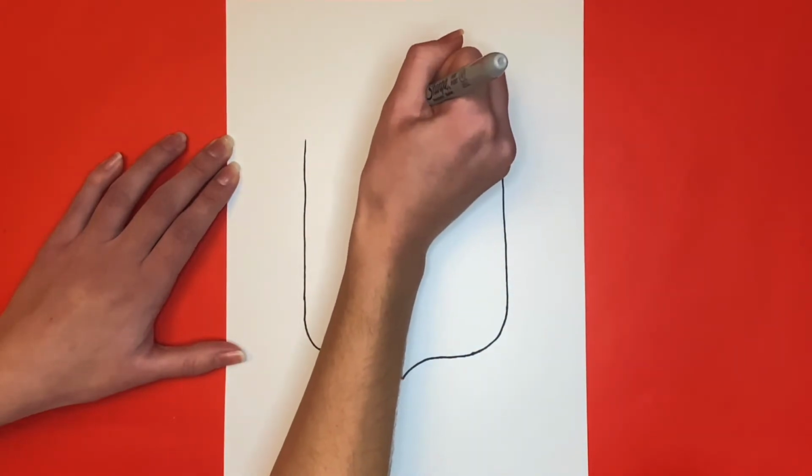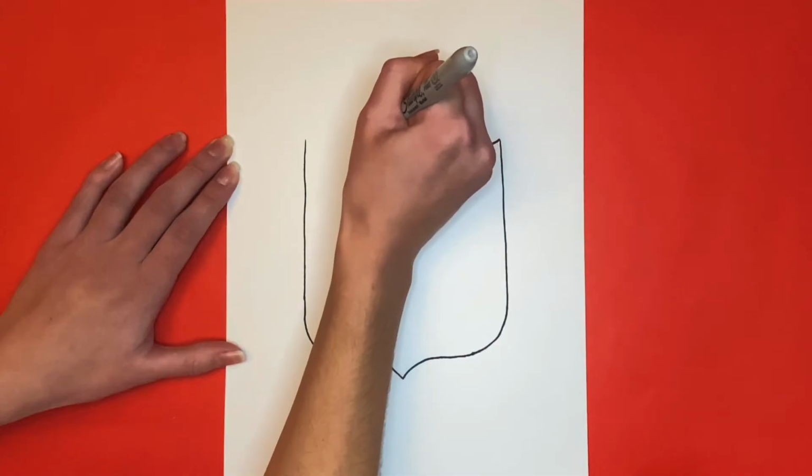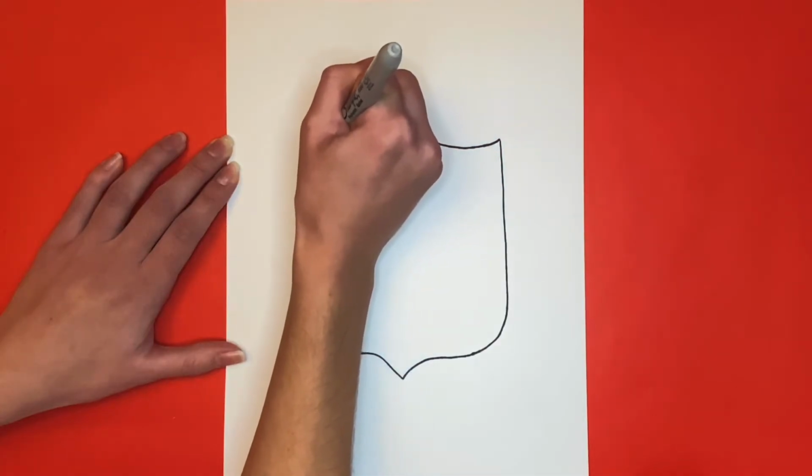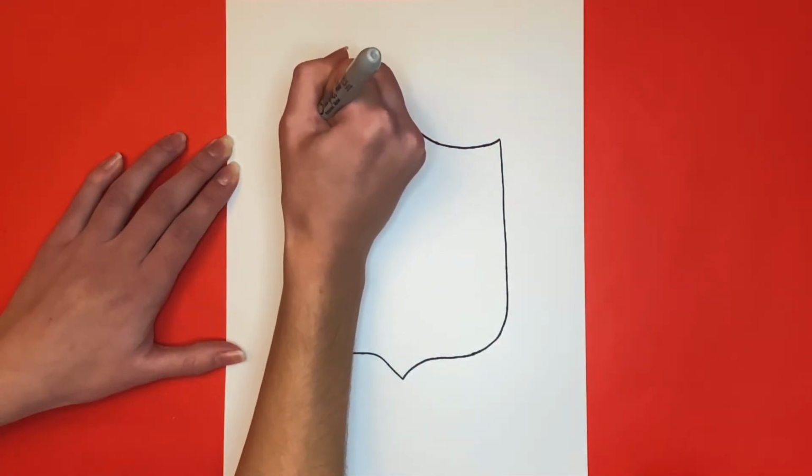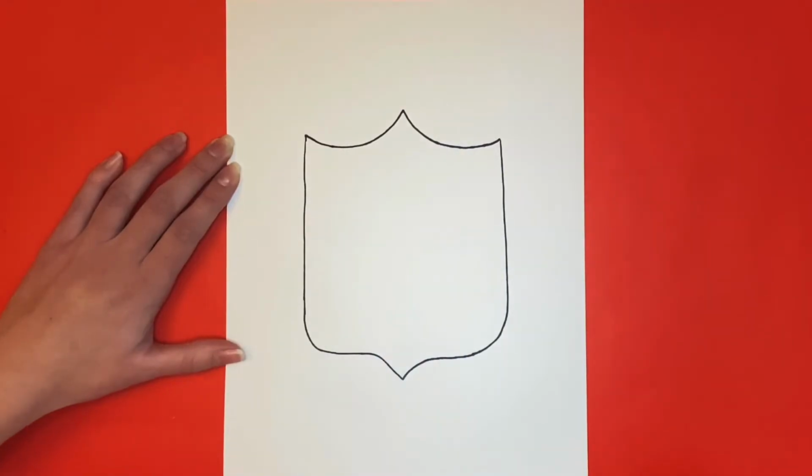Now we will draw another curved line starting at the top in the middle and then curving down towards the left side that will come to a point with the line that we drew on the left at the very beginning. Now our outline of the NFL logo is all done.